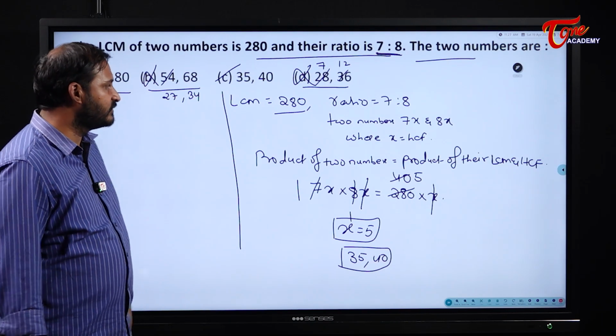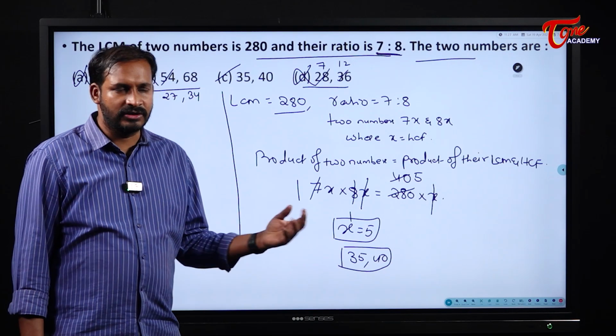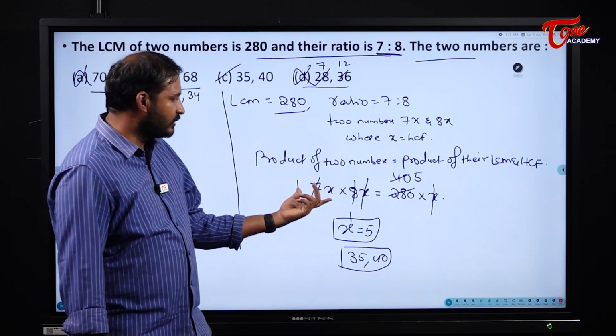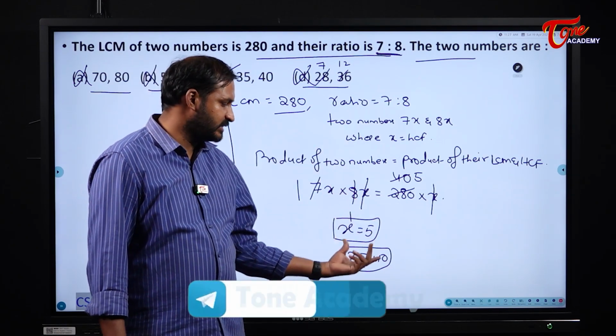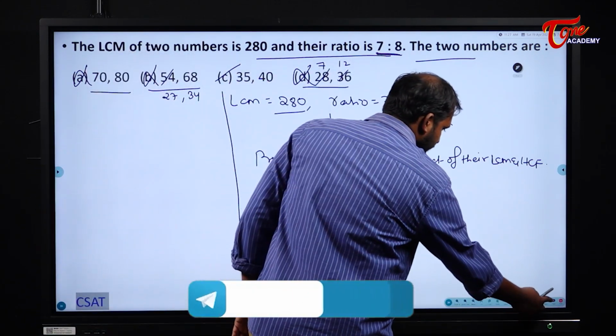See, I am explaining to you, so I am writing each and everything. But in general, you need not write all these things on paper. Directly you can apply this. Directly you can write this step. By reading the question itself, 7x into 8x is equal to 280 into x, and you can write the two numbers directly. Okay, next one.